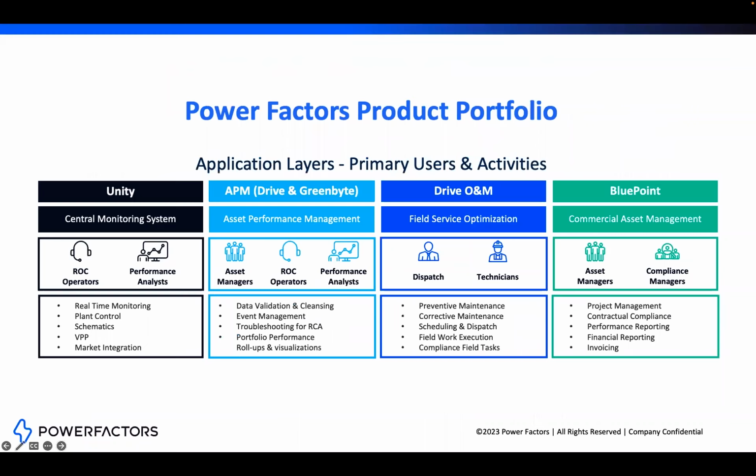The most recent product is Unity. So Unity focuses on real-time monitoring and directly controlling power plant assets through the application. Next are Drive and Greenbright, which are asset performance management tools. We also have Drive O&M. Drive O&M helps coordinate actions on site. It's focused on scheduling maintenance and recording on-site observations.